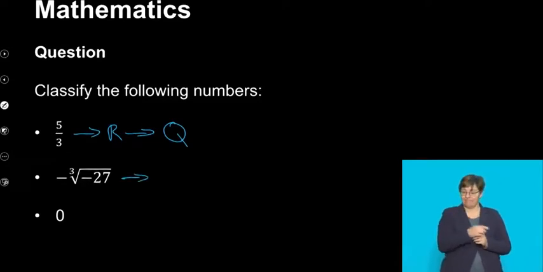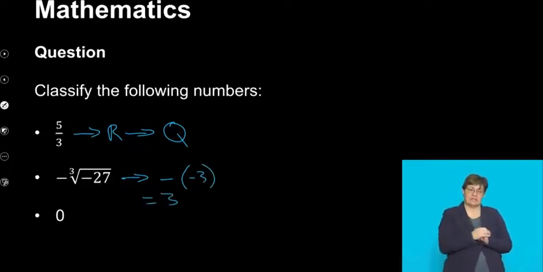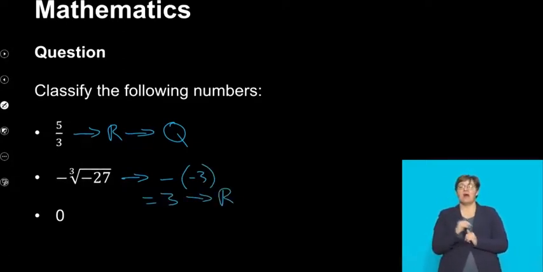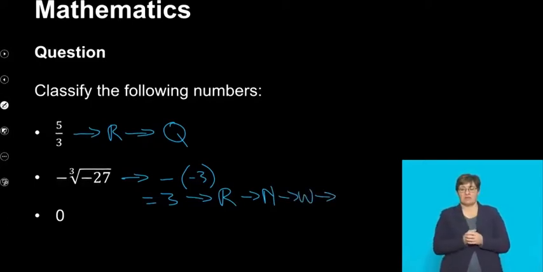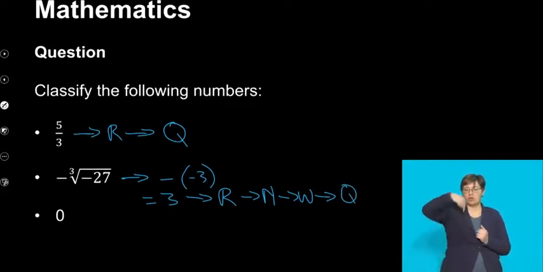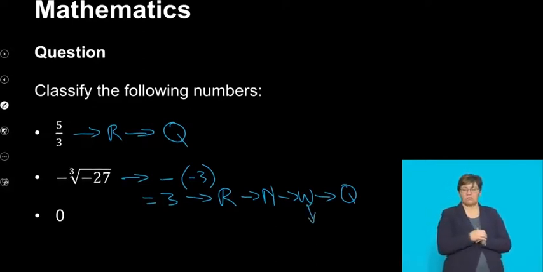And then with this one here, if I solve it, it will be negative times negative 3, which is equal to positive 3. So as a result, this is a real number. This is a natural number because we can count with it. This is a whole number. This is a rational number. It is also an integer just before it becomes a rational number. It is an integer, which is a Z, and then it cannot be an irrational number.